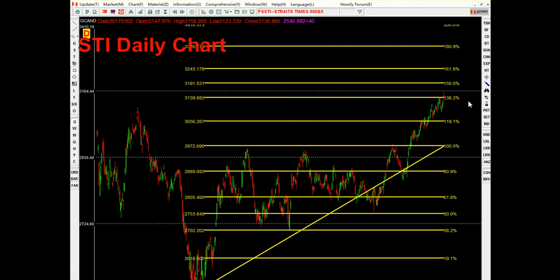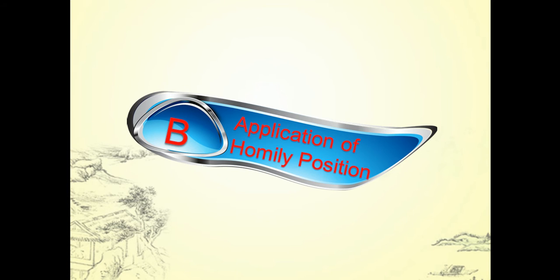Okay, so let's continue. If we want to judge the future support and resistance, maybe you see this stock already at a new high. We cannot know where is the next resistance. So we can use this golden section, then we extend the golden section to 200%. Then we can see where is the next resistance and support. Okay. So let's continue. The next one we will talk about the application of homely position.